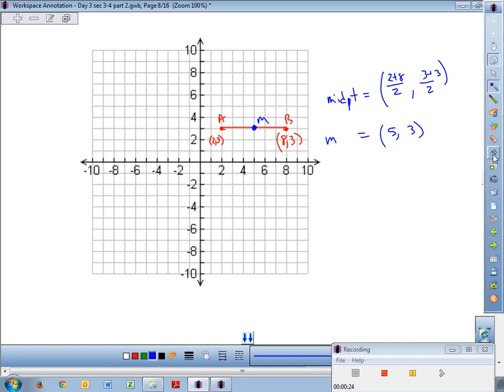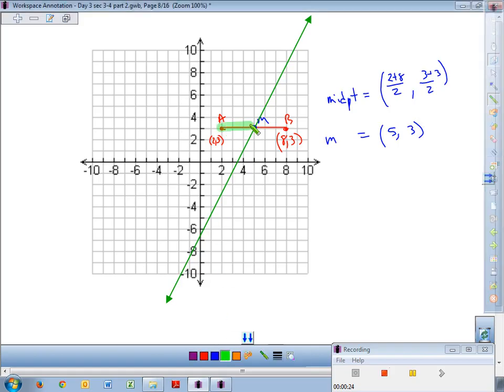Now if I was to draw any line through there, like let's say that green line right there, that went through that midpoint, what that did was it totally cut that segment into two equal pieces. That green segment and that blue segment are totally the same. And when something cuts a guy into two equal pieces mathematically, it's got a fancy name. That's called a bisector.